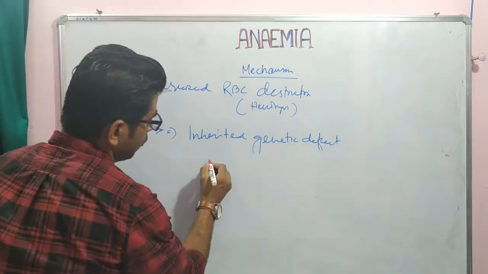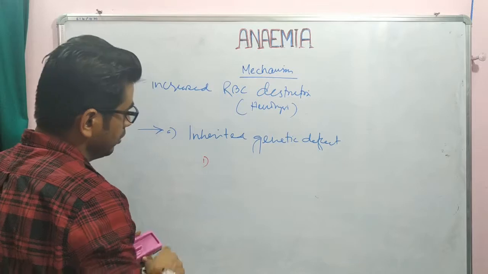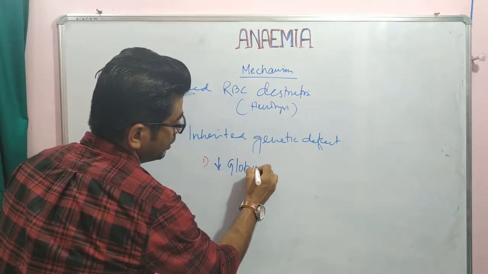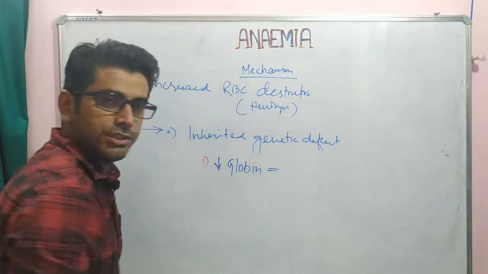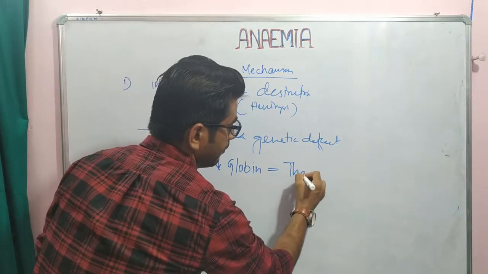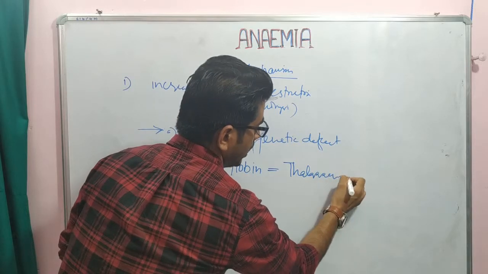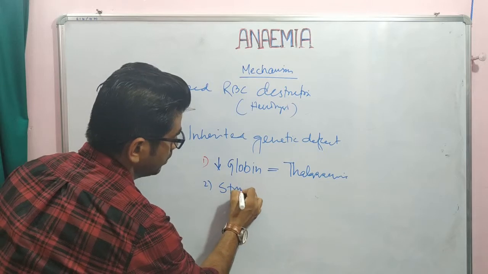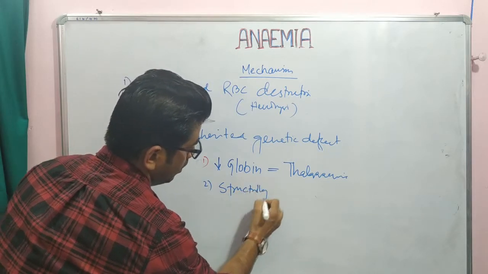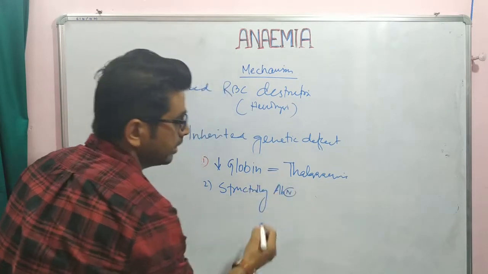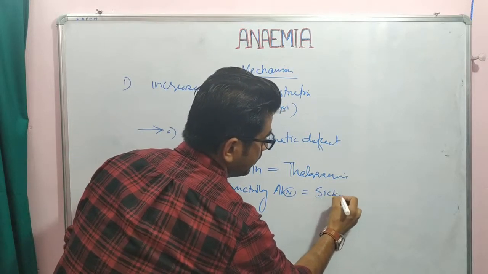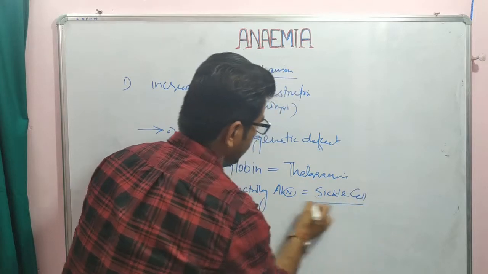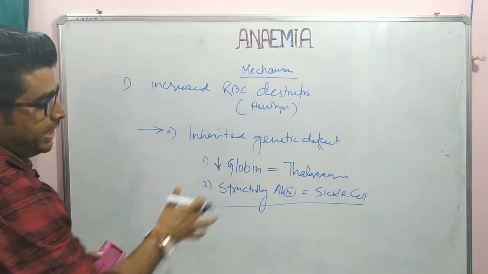In hemoglobin we know there is a globin chain. If there is decreased globin chain synthesis, we call it thalassemia. But if the globin chain is there but is structurally abnormal, we see it in sickle cell anemia. Remember, in sickle cell, the shape of the RBC is also like a sickle, so we call it sickle cell anemia. So this is based on inherited genetic defects.